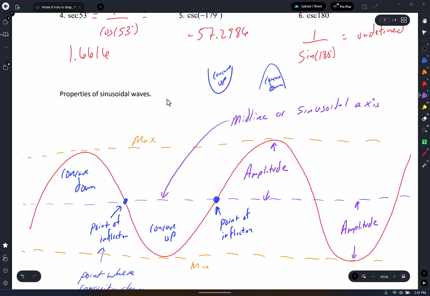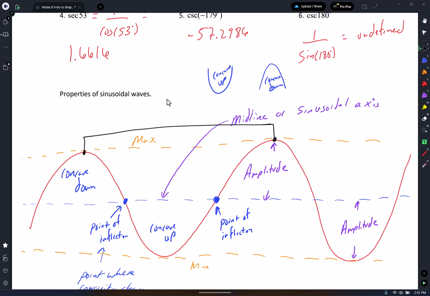Let's see, what else? Oh, yeah. How can I forget? From peak to peak, this is called a period. The period just means the length for it to repeat. You can also call this the period. This is also one cycle. I'm gonna say 100% of a cycle. Why did I do 100% of a cycle there?